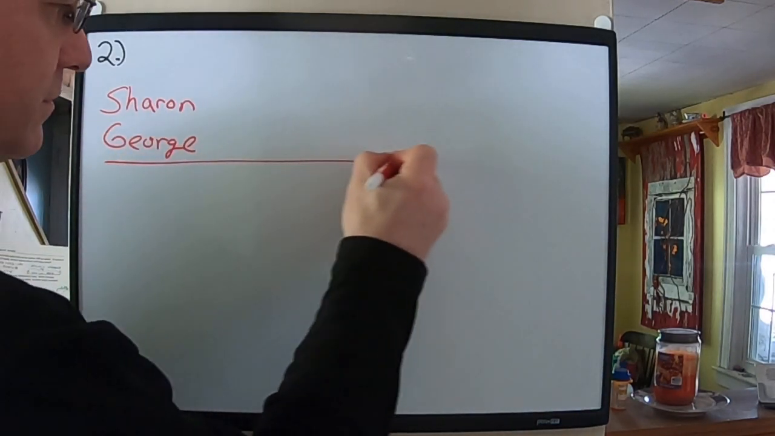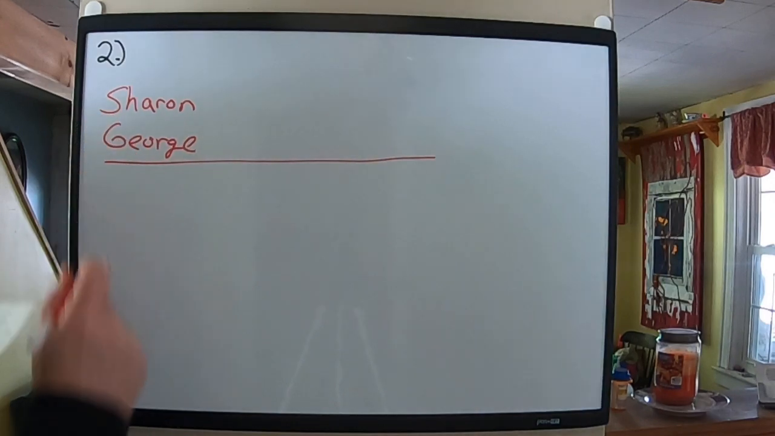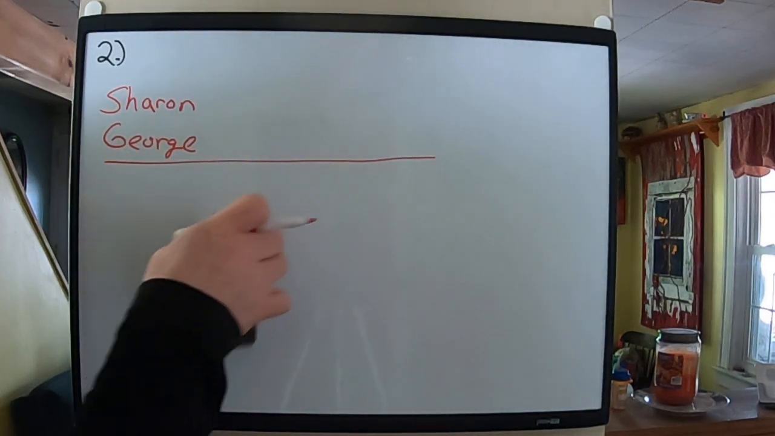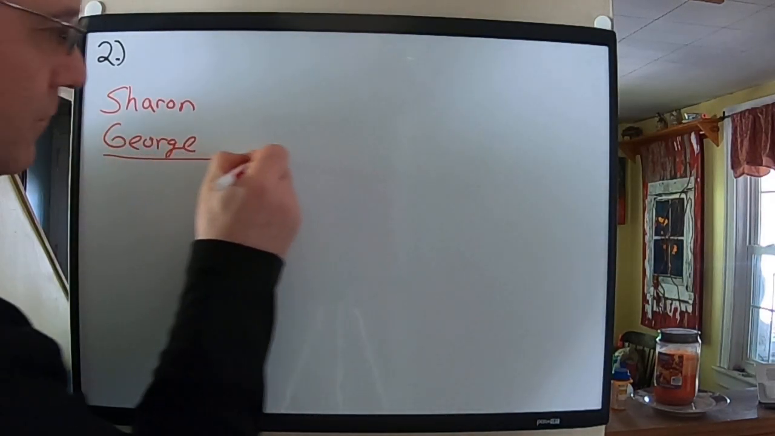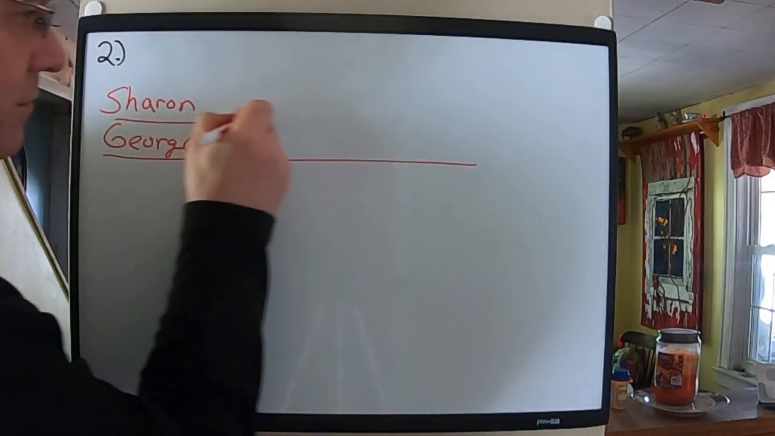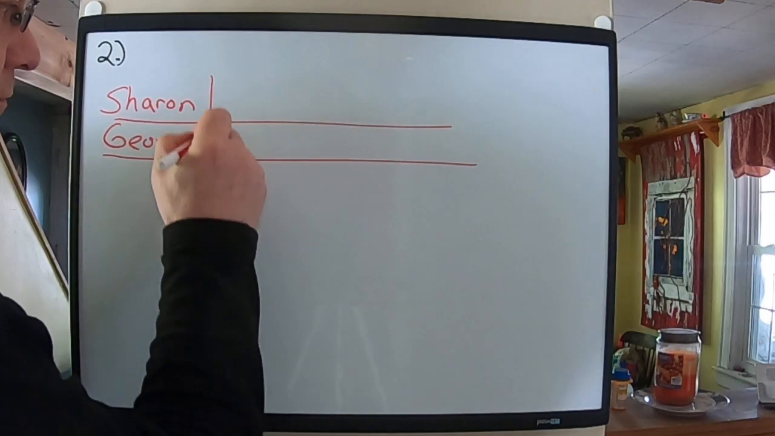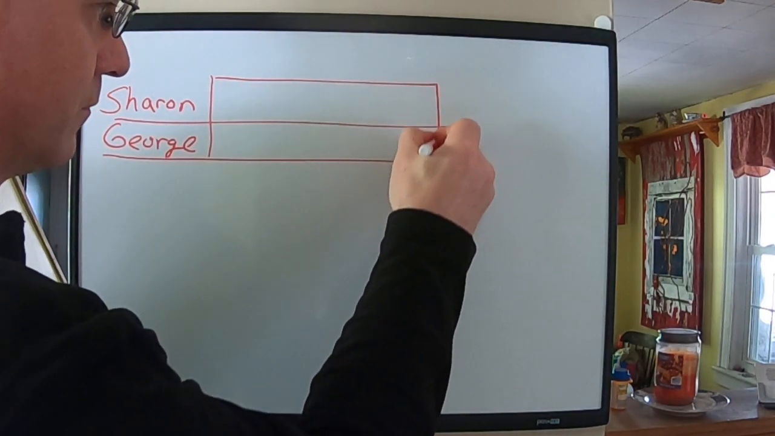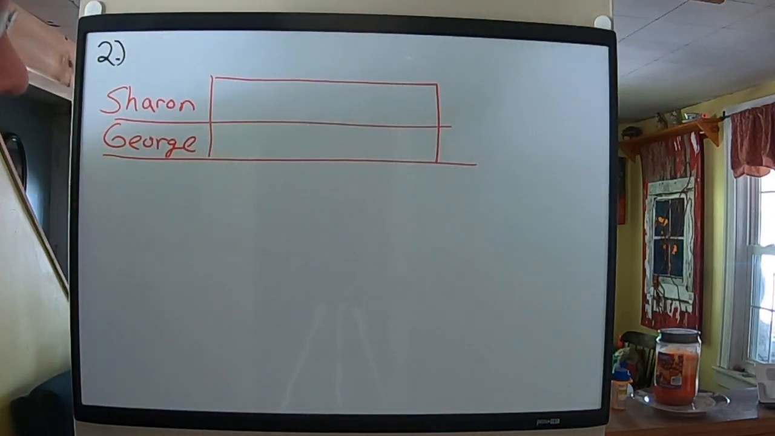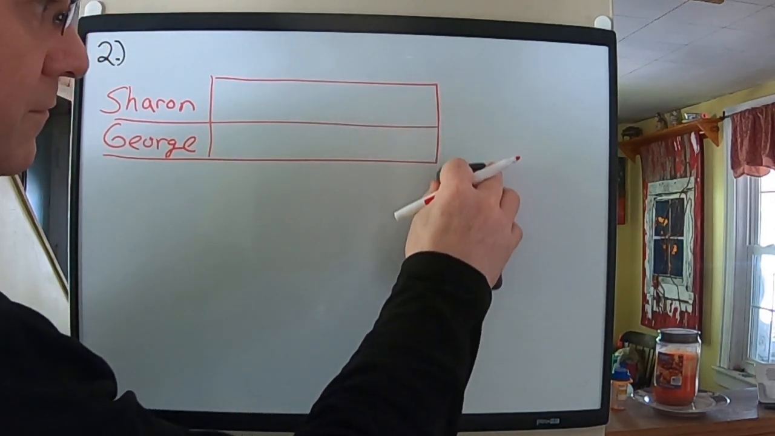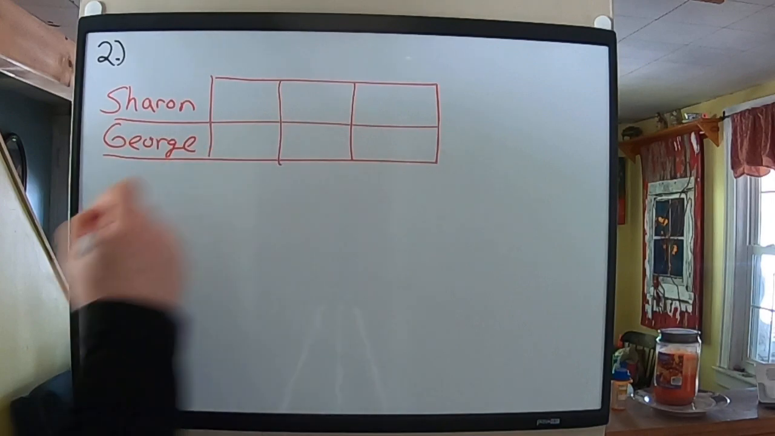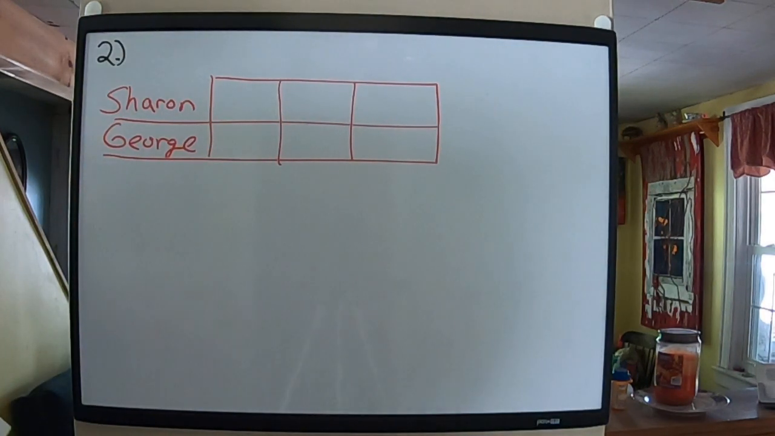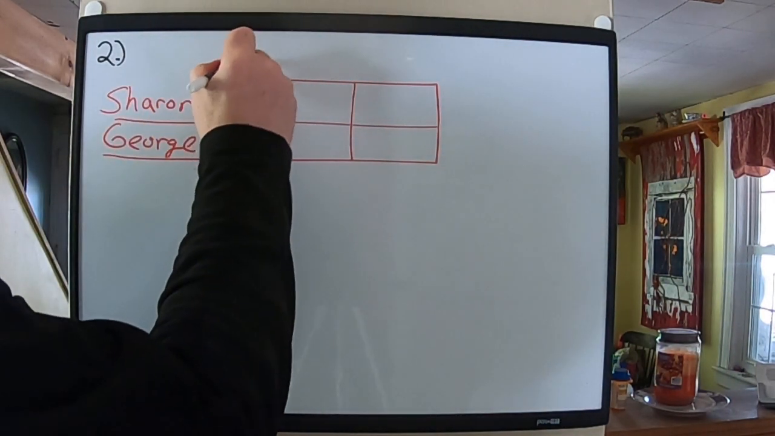Now George, I made that a little better. I might not need it quite that long. All right. Rate, time, distance. I'm just going to use R for rate.